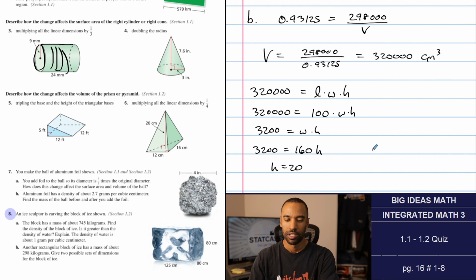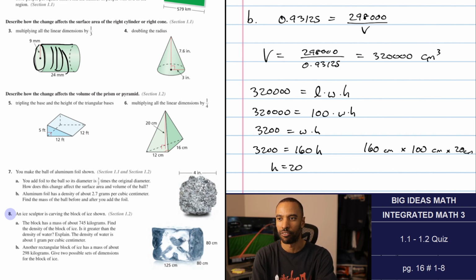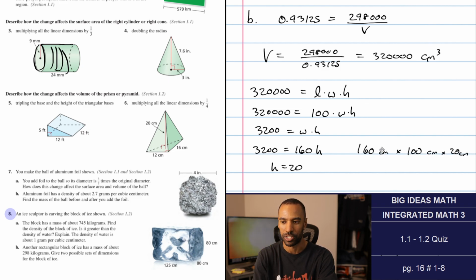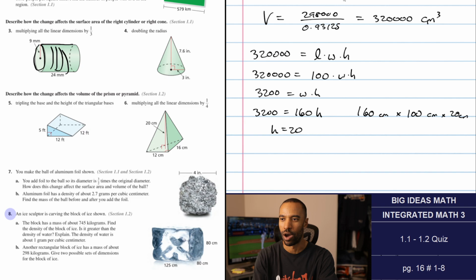So dimensions can be 160 centimeters by 100 centimeters by 20 centimeters. You can literally do whatever you want with these as long as you divide them out and they work out to that number. I'm just showing you the process by which I came up with that. So that's one. This is open-ended as long as the numbers divide from that number.